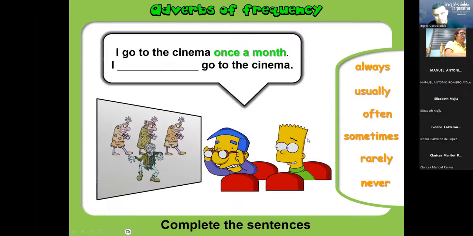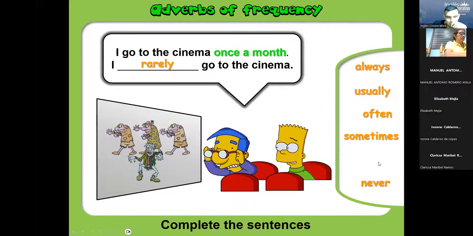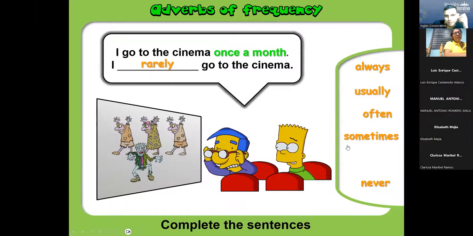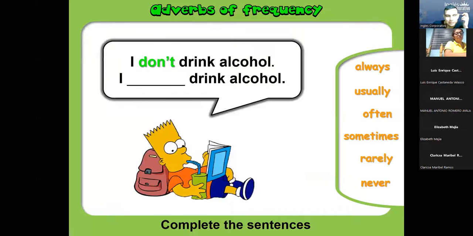I go to the cinema once a month. Sometimes. Rarely. Oh, sometimes. Sometimes es como un 50%. It rarely es como rara vez. Hardly ever. I don't drink alcohol. I never drink alcohol. Never.